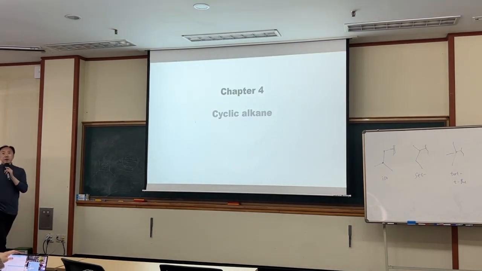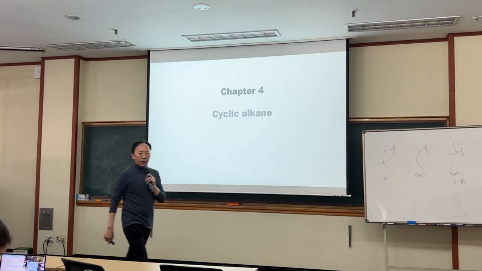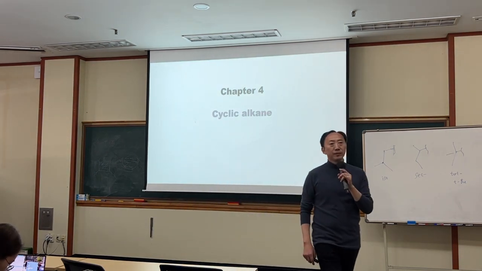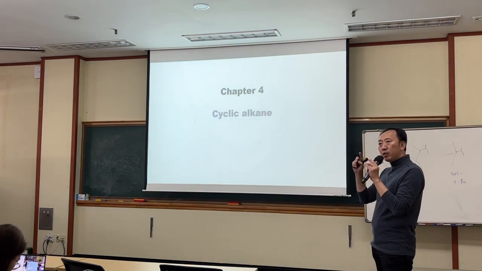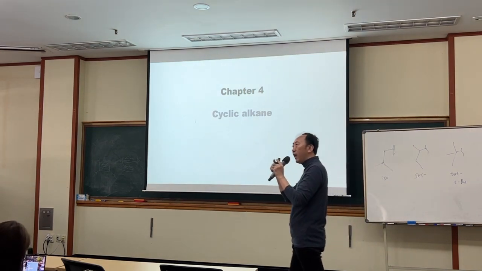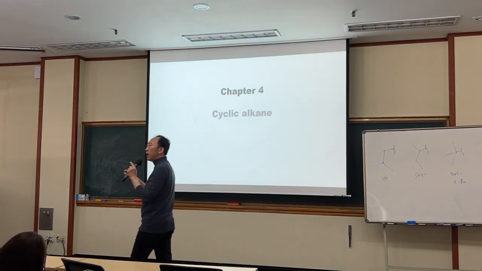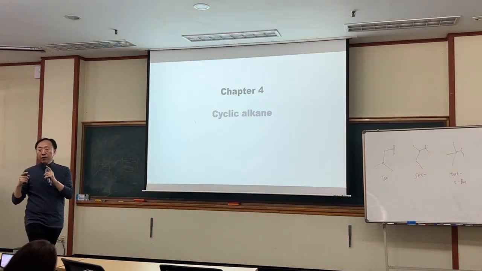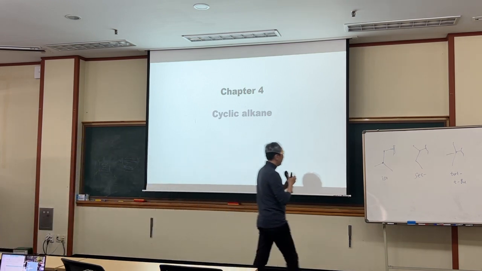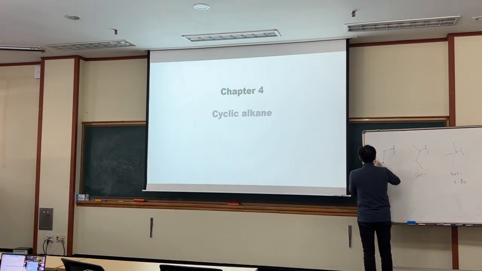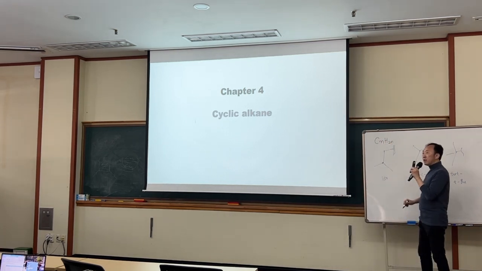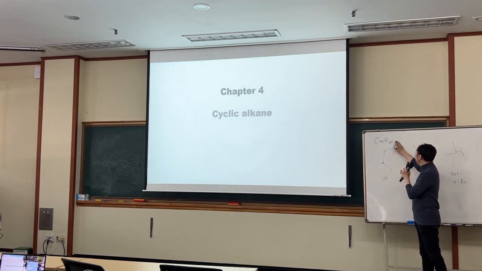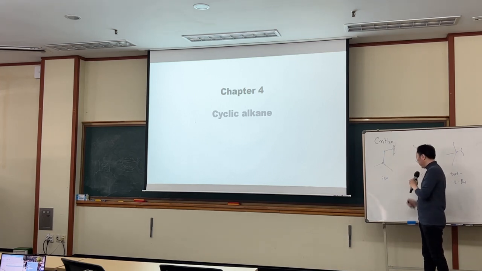Okay, today we study about cyclic alkane. We already practiced with the cyclic alkane. Cyclic alkane is minus 2 hydrogen, right? To connect the end, then we need to remove 2 hydrogen and it was connected. Right? So cyclic alkane, if it's a single cyclic form, the general formula should be CnH2n. Right? General alkane was CnH2n+2. Right? So here CnH2n.